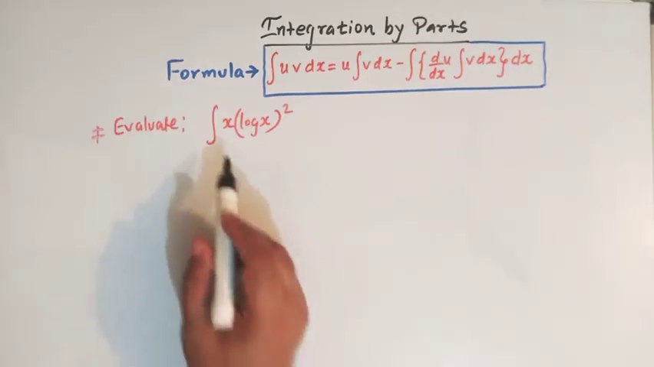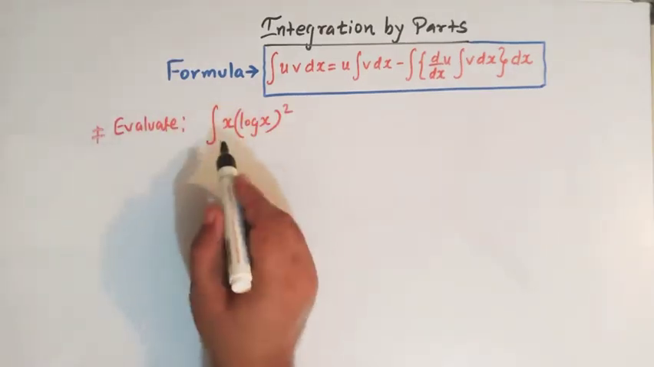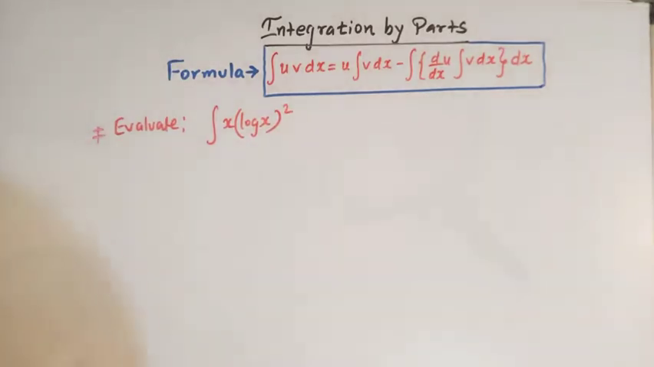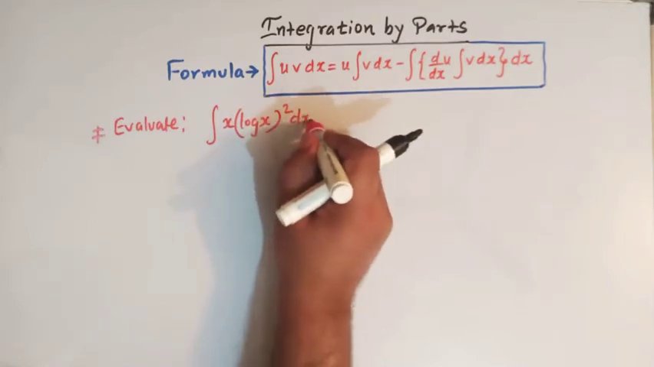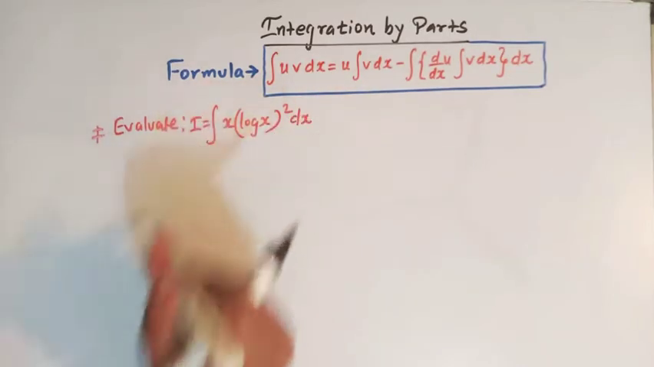Now let us take this problem. Here we have to integrate x times log x square, right? So let us call this integral I.